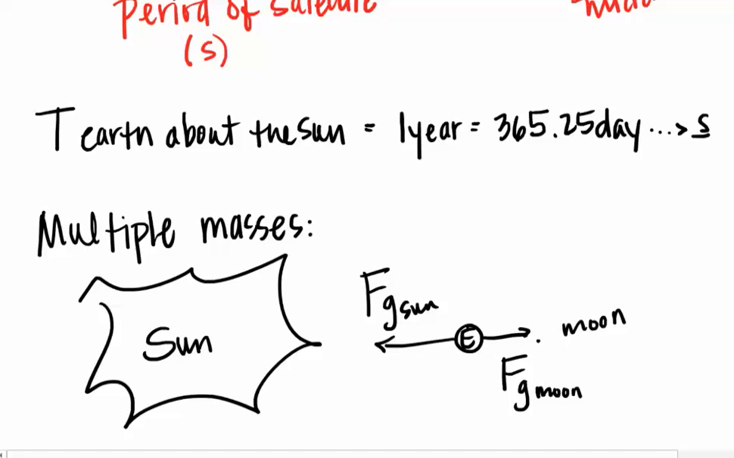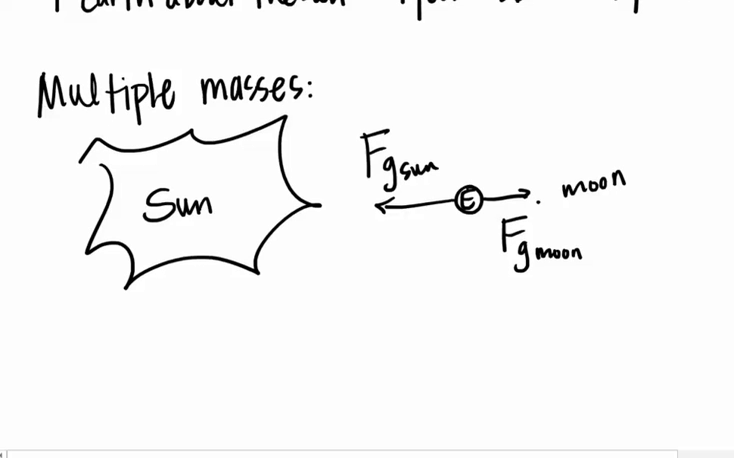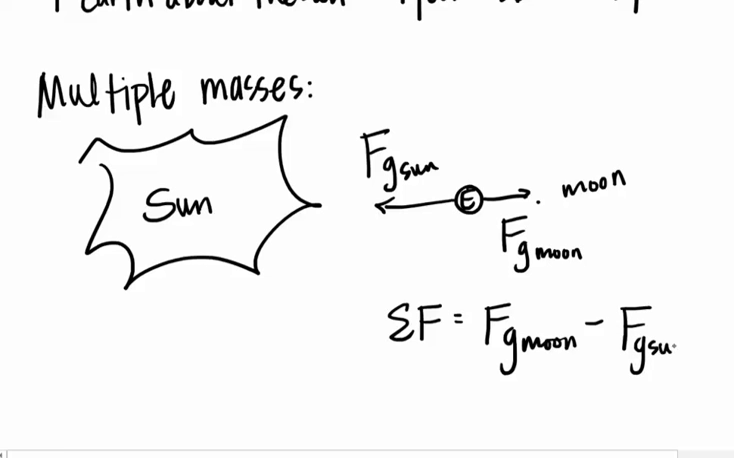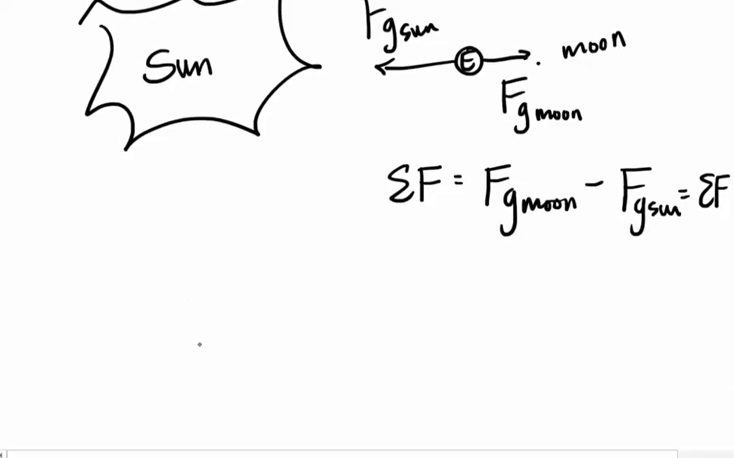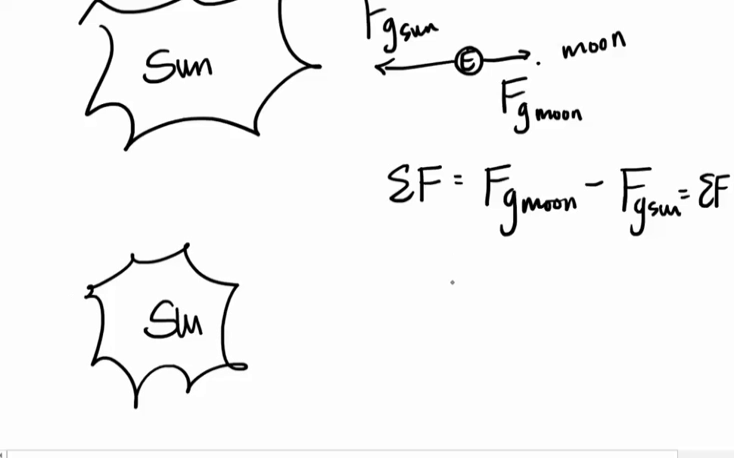So if you wanted to find the net force on the Earth, what would you have to do? That's my little free body diagram. You'd have to sum those forces, right? You'd have F_G moon in this frame of reference minus F_G sun. And that would be the total sum of the forces acting on the Earth. Now, what about sometimes the sun is over here, and the moon is right here, and then the Earth is right here?